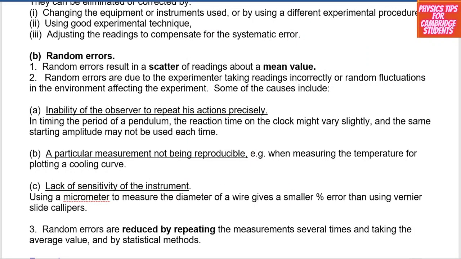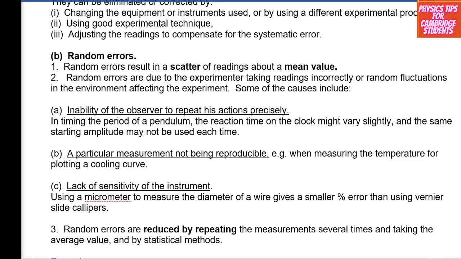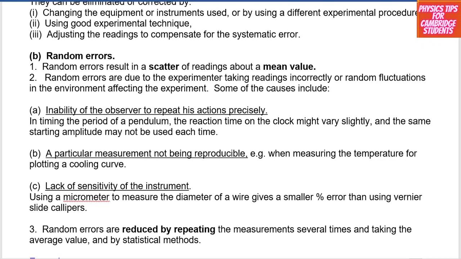So random errors result in a scatter of readings about a mean value. Random errors are due to the experimenter taking readings incorrectly or random fluctuations in the environment affecting the experiment. Some of the causes include inability of the observer to repeat his actions precisely, like I gave the example of the measuring cylinder. When you are viewing from different angles, then you are not viewing from the same angle, so you tend to have a random error in there.